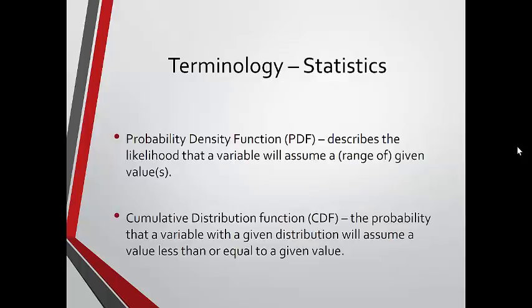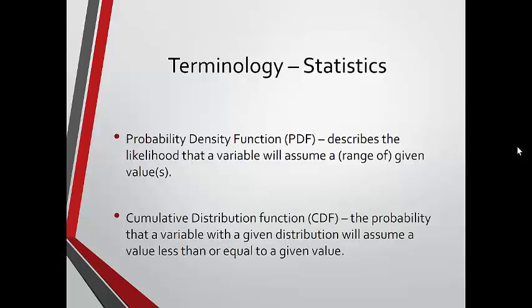So this class is not a statistics class, and I am assuming that you have basic knowledge of probability and statistics coming into this class. If you don't, please let me know. We can talk a bit more about that. But just as a refresher, we're looking at using the probability density function and the cumulative distribution function, using these tools to derive the travel time metrics. And again, the PDF is basically the likelihood that a variable will assume some given range of values.